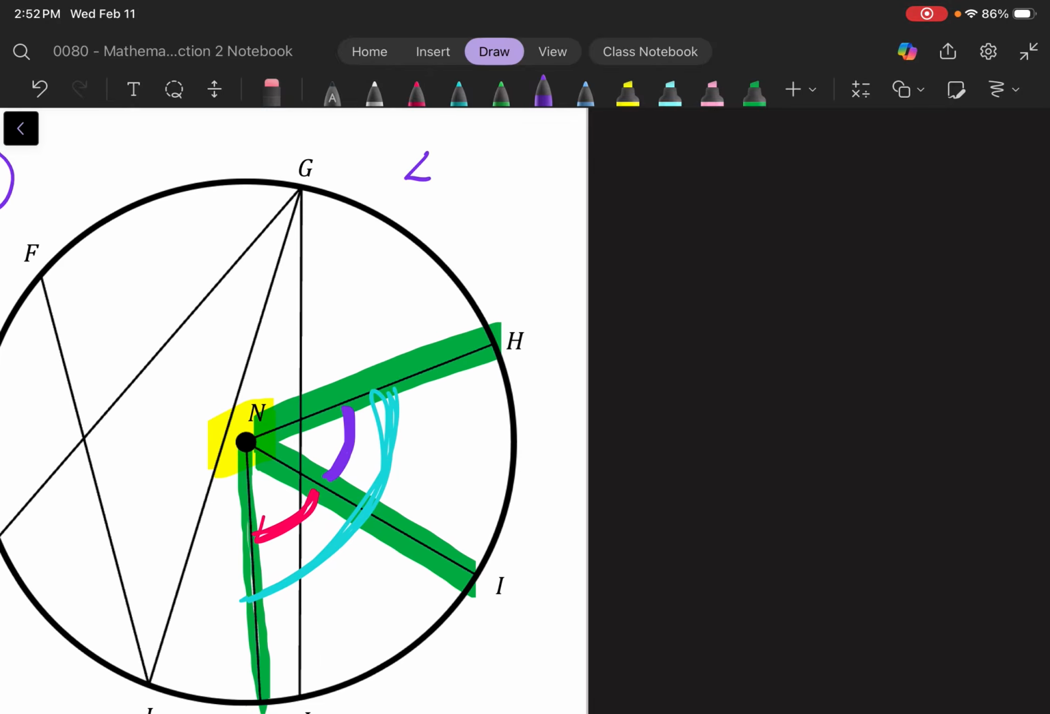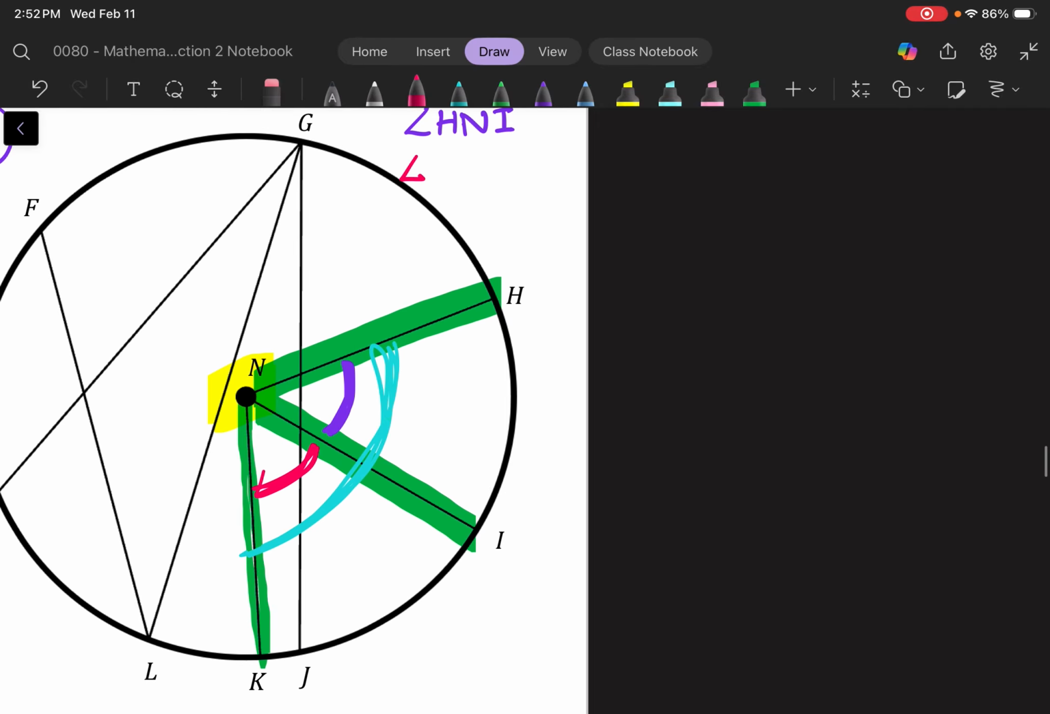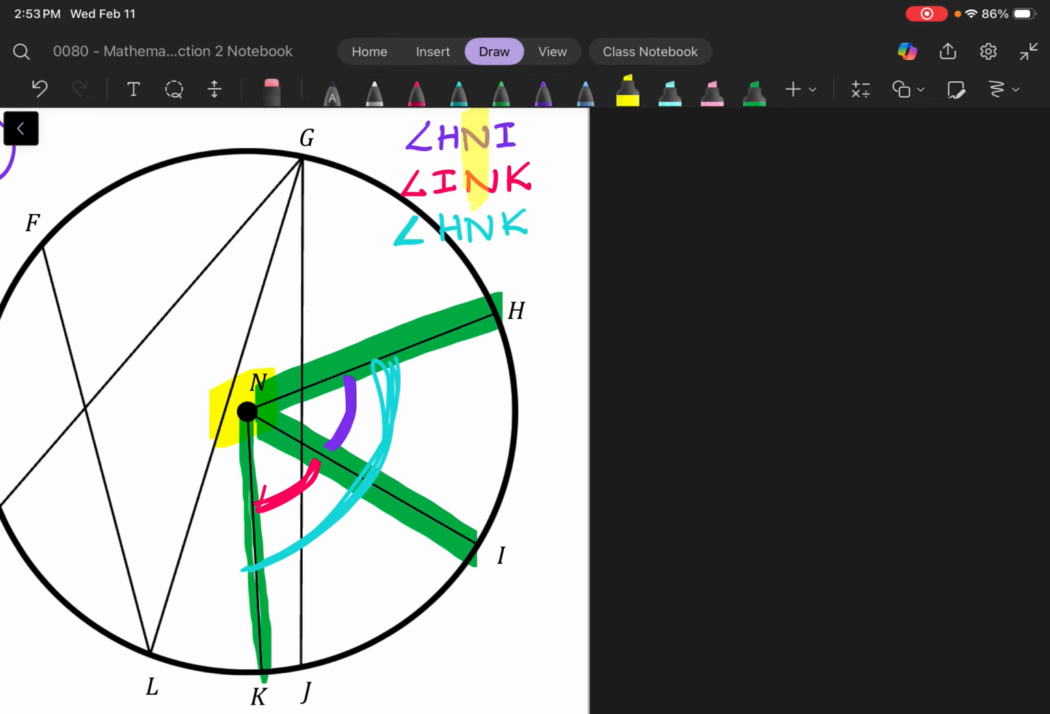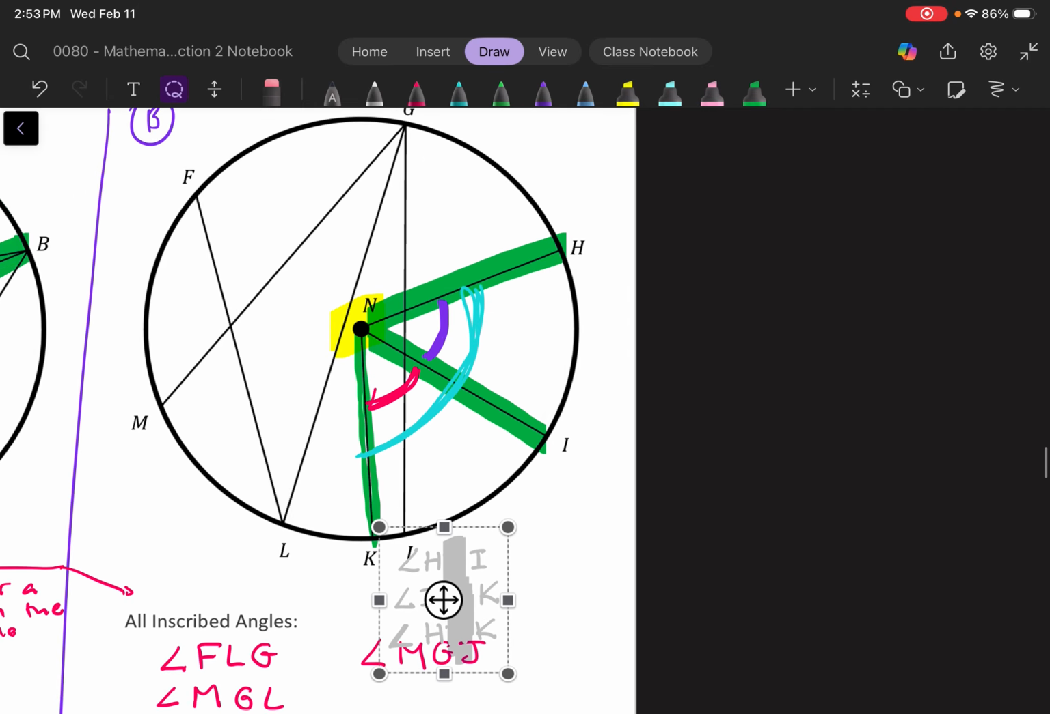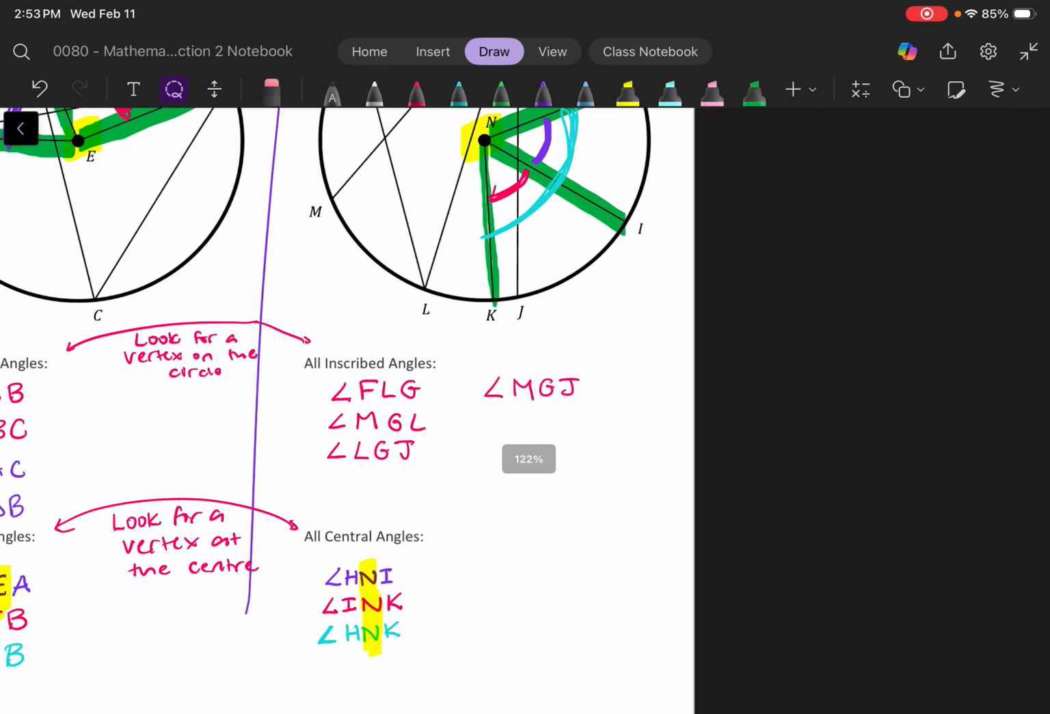But for that purple one, I might have angle HNI. For the pink one, I have named it angle INK. Ooh, an ink angle. And for that blue one, I'm going to name it HNK. Hunky. Nice. Okay, and again, noticing that that central point is always going to be that middle letter in my angle. Okay, and I'm just going to drag and drop this down where it goes.